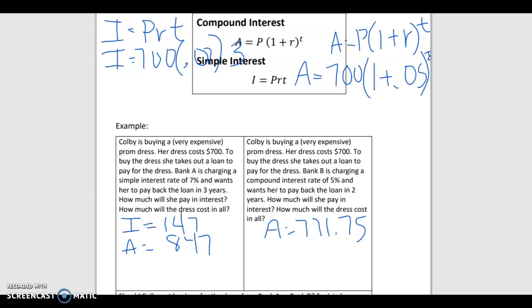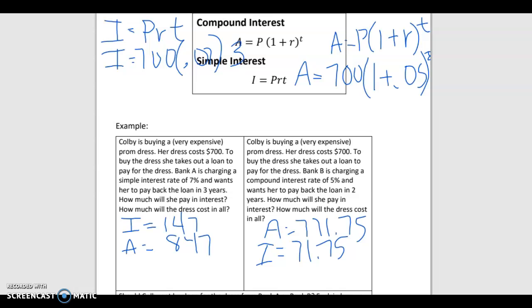So we're going to do $771.75 minus the $700. And she's going to pay an interest of $71.75. All right, so with Bank A, she paid a total of $847 for that dress. When you talk about she paid $700 plus that interest. With Bank B, she's going to pay $771.75 for that dress because she's going to pay the $700, but the interest is $71.75.